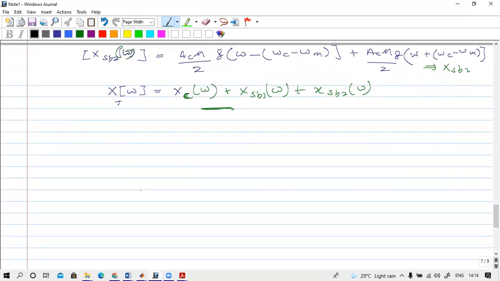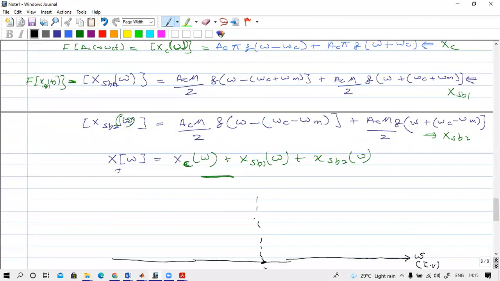So we are asked to draw the frequency spectrum. This is with respect to omega. Our independent variable is omega, and let's say this is the 0 point.